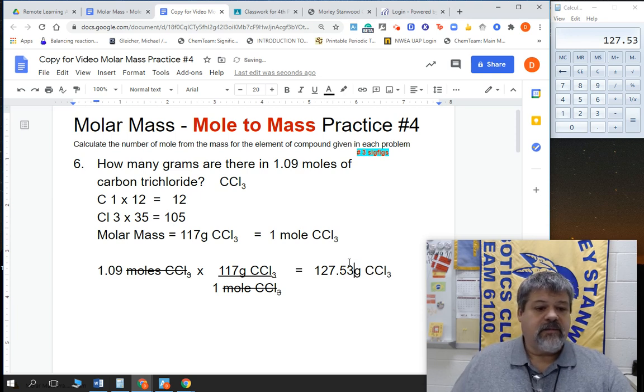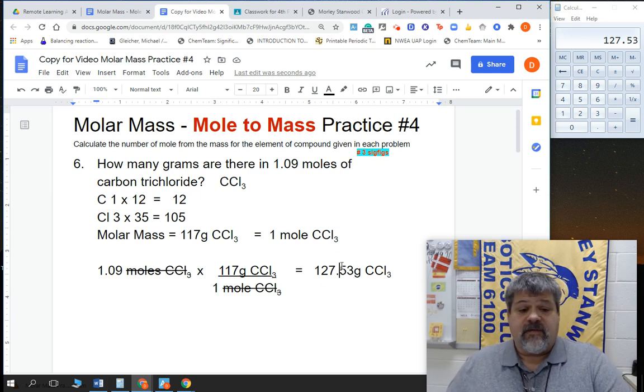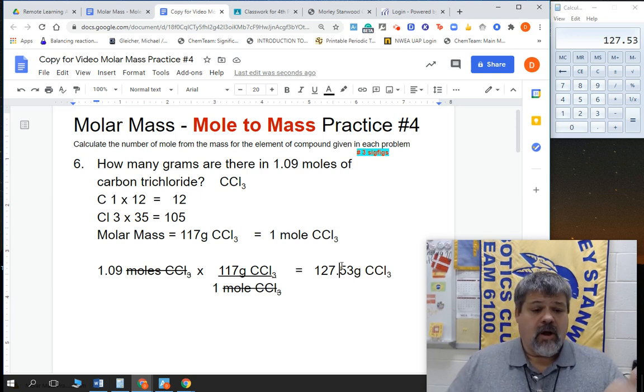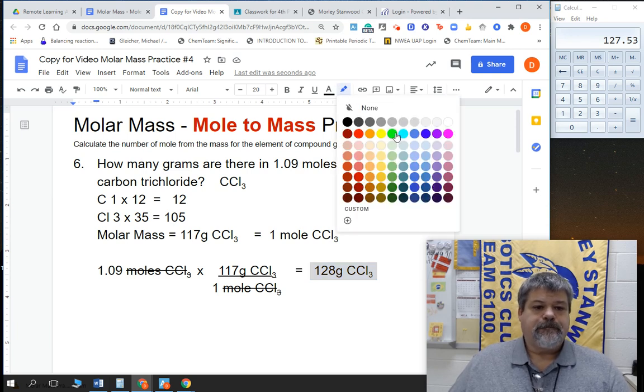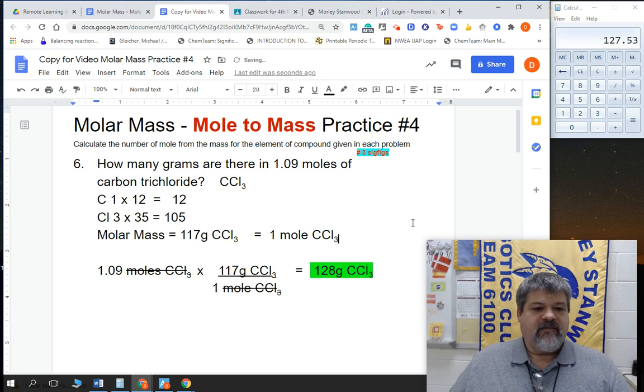Okay, here's our problem though. Our problem is we need it in 3 significant figures. So what do we do? We're going to go right here. There's a 5 and there's numbers after the 5. Because I'm not just ending with 5, there are numbers after the 5, we're always going to round up. So we're going to get rid of these and change that to an 8. And so we know that that's going to be grams. So it's 128 grams of carbon trichloride. That is how much 1.09 moles of carbon trichloride is equal to. Highlight it. There we have our answer.